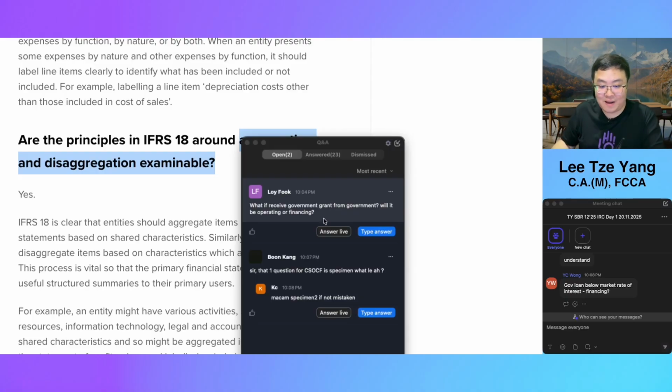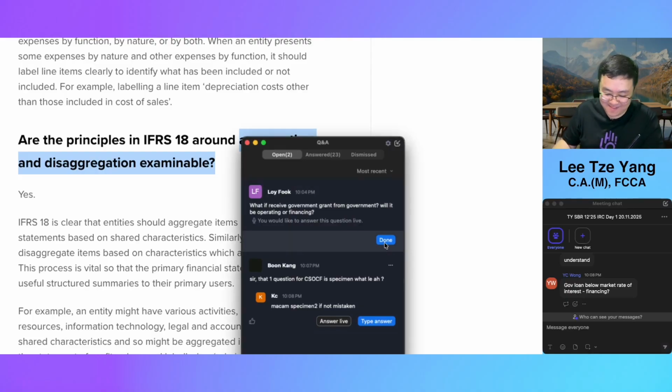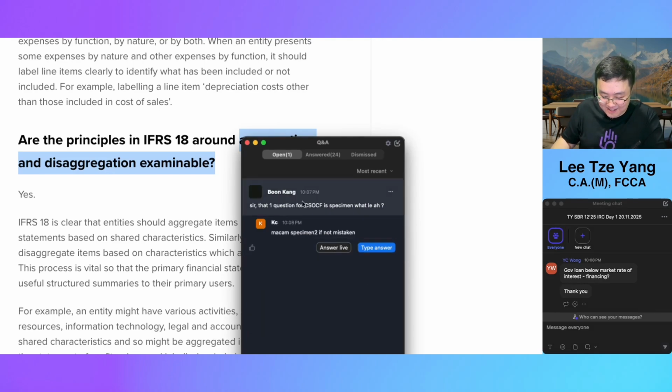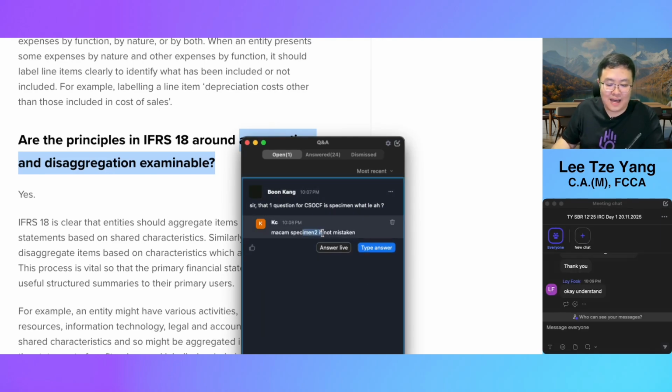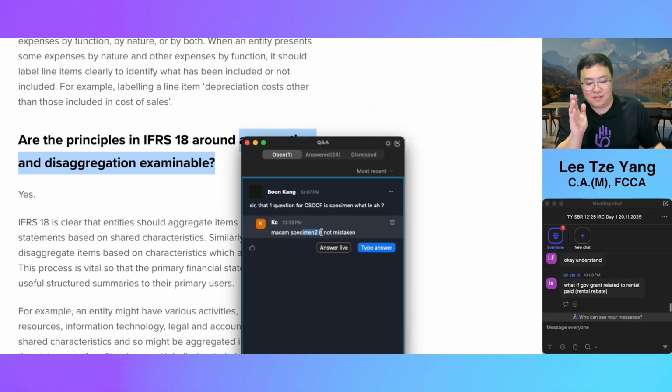So okay, I hope I answered your question. Okay, specimen 2, correct. Thank you, Casey. I remember it's specimen 2. You go to the September 2025 revision, you look at it. I did talk about that. So you make sure you learn that.